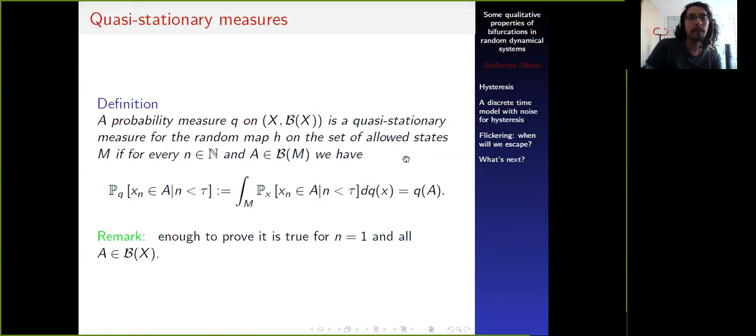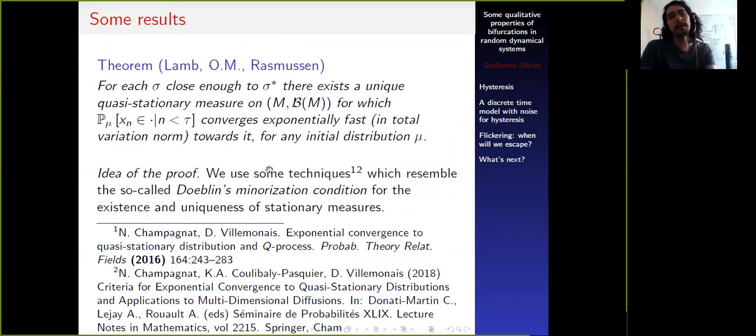For discrete time systems, it's enough to prove that this equation holds for n equal one, and that's exactly what we do. First of all, we prove there exists a unique quasi-stationary measure on this bifurcating set. Not only that, we prove that the transition probabilities converge exponentially fast in the total variation norm. Perhaps it's easier to understand if we take the densities of these measures: it's equivalent to say that the densities converge exponentially fast to the density of the quasi-stationary measure in L1 norm. The technique we use is called Doeblin's minorization condition.